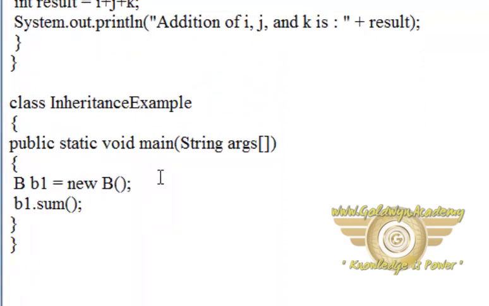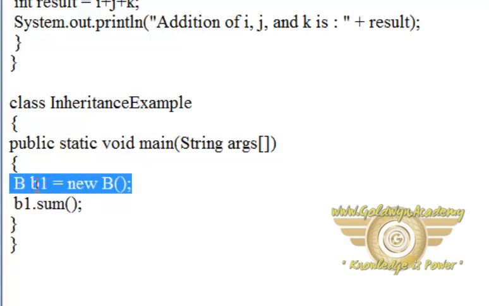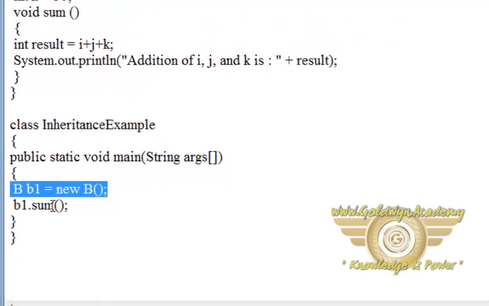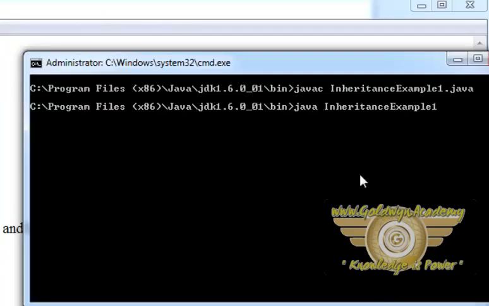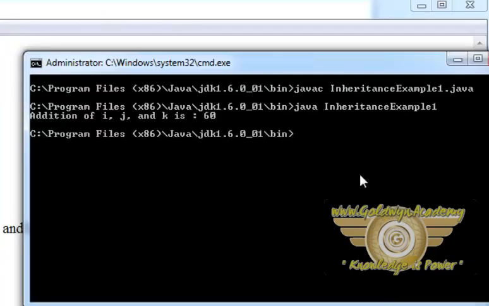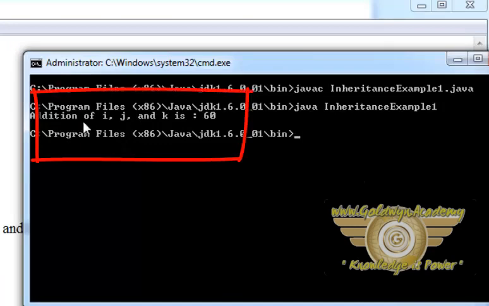In the main class, we don't need to create an object of class A. Here b1 is the object of class B, which calls the method b1.sum. Now let's check the output. Now let's run this program. So this statement comes from the method sum.